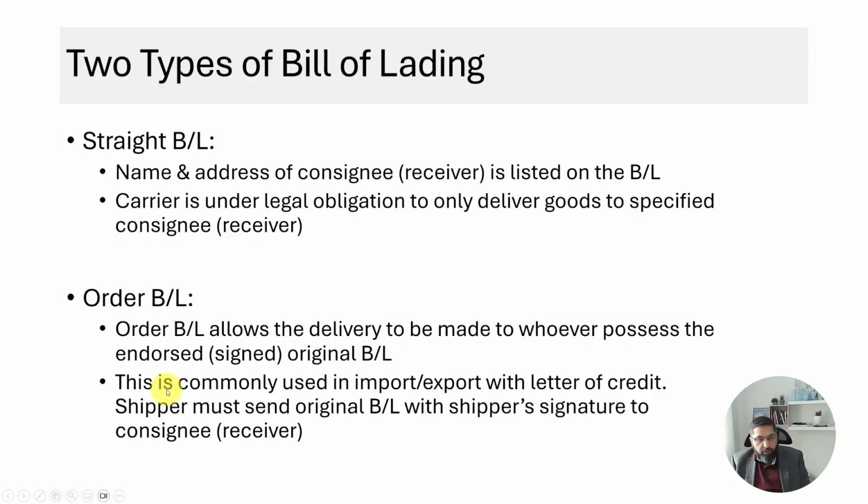Order BL is more of a different kind. An order bill allows the delivery to be made to whoever possesses the endorsed signed original BL. Okay, this is also used where you want to have, let's say, a third party receive the goods. So let's say you're far from the port, and you can send your company representative to the port and clear the goods through customs and then have them loaded onto a local domestic carrier.